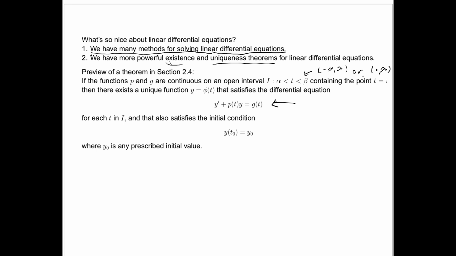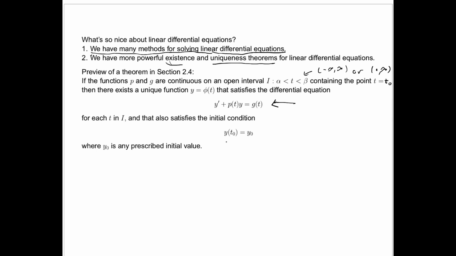And I contains the point, and it kind of went off the edge of the slide, so I'll rewrite it here, t equals t naught. So if you have a point in this interval on which both p and g are continuous, then the claim is there will exist a unique function y, we'll call it y equals phi of t, which will satisfy this differential equation everywhere in that interval I, and it will also satisfy, let me state that again, there'll be a unique function, y equals phi of t, that will satisfy your differential equation along with an initial condition that you give.